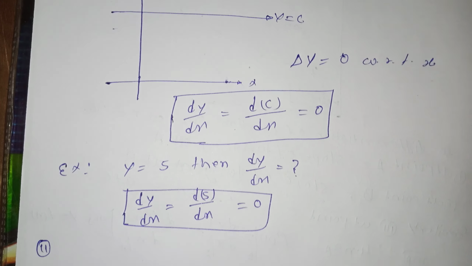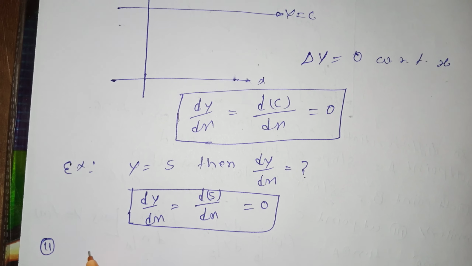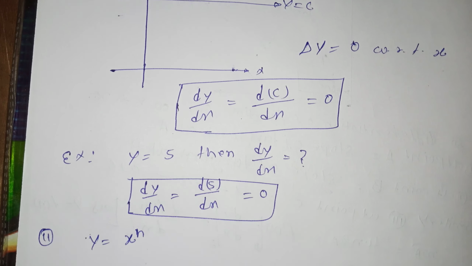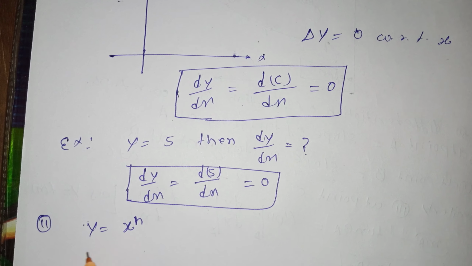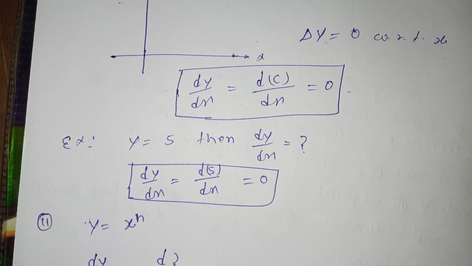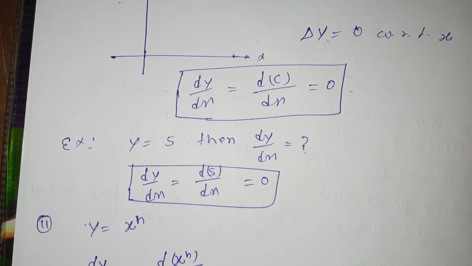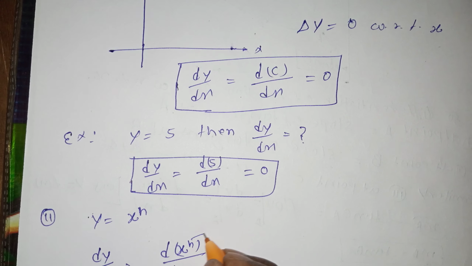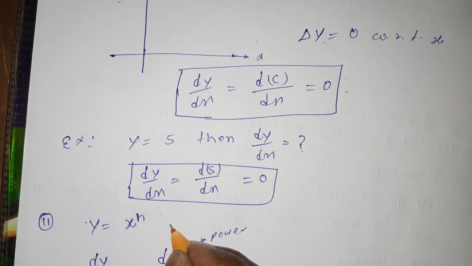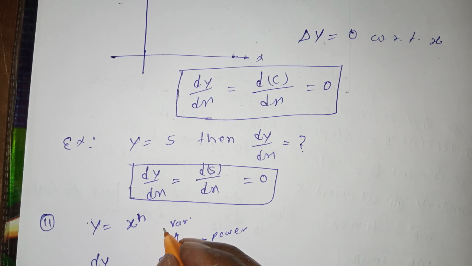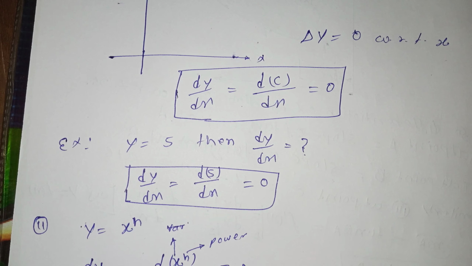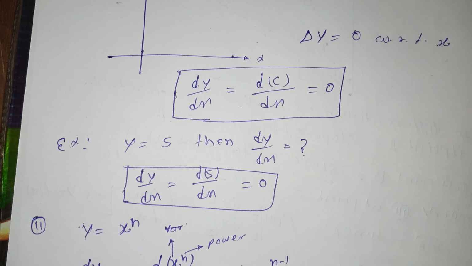Formula number 2, y equal to x to the power n. So dy by dx equal to d(x to the power n) by dx. So this is the power, this is the variable, the independent variable, equal to n x to the power n minus 1.